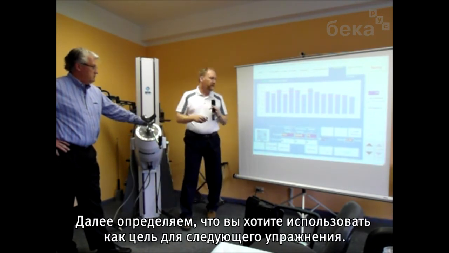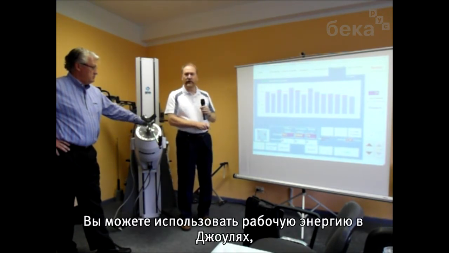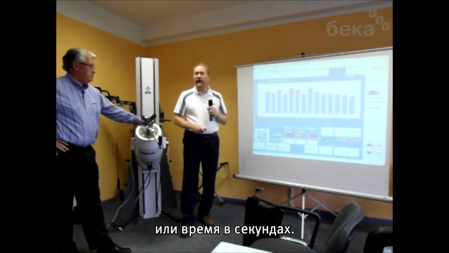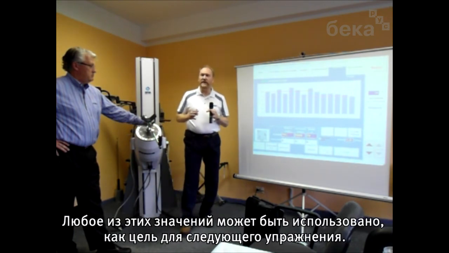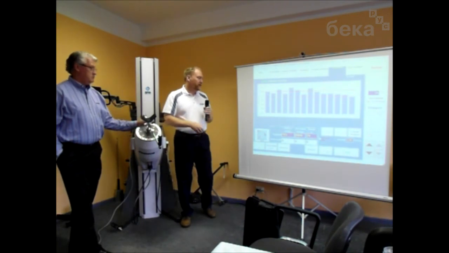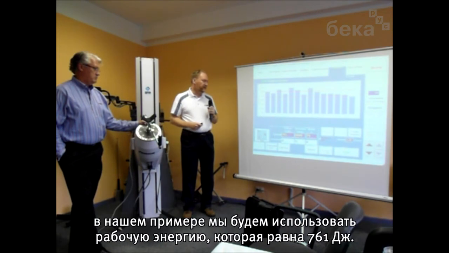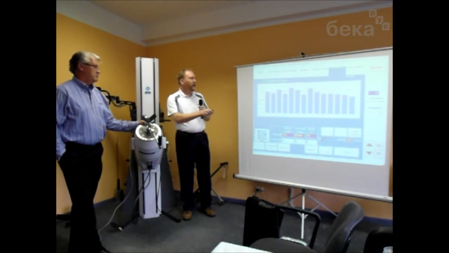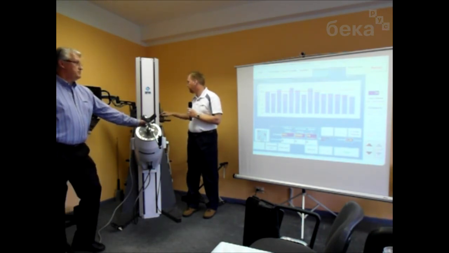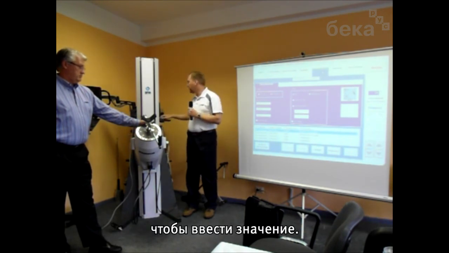And then determining what goal you want to use for that person, you can use either the work output number in joules, you can use the distance measured in degrees, or you can use time measured in seconds. Any one of those three numbers can be set as a goal for the next time the person comes in. So once you've chosen the value you want to use as your goal, in this example we'll go ahead and use work, which was 761 joules. I'm going to go back to my treatment setup screen. And then choose the modify option to enter in that goal.